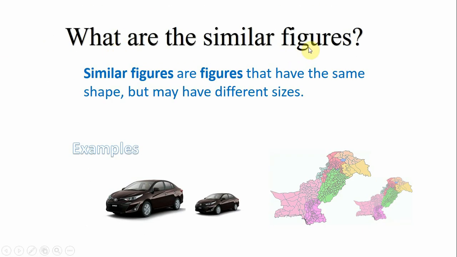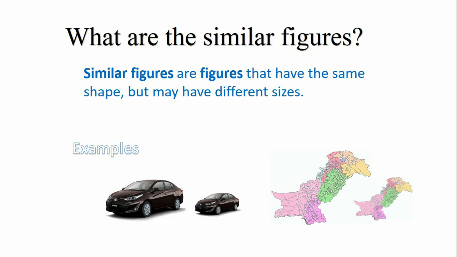What are similar figures? Similar figures are figures that have the same shape but may have different size. May have different size means they could have equal size. Size could be equal or different. In congruent figures, both size and shape are equal. But in similar figures, shape is the same but size could be equal or different. So every congruent figure is also a similar figure, but the converse is not true.